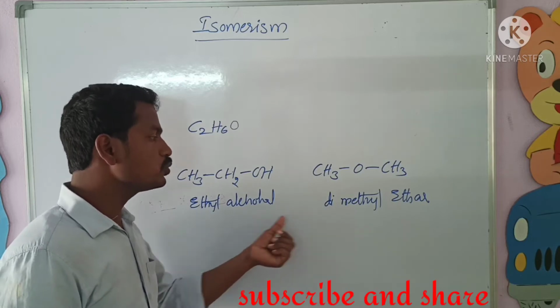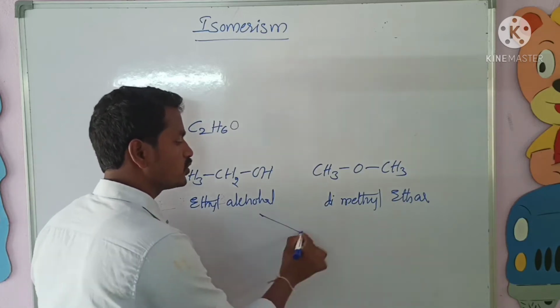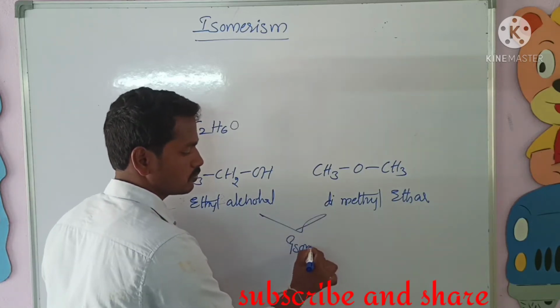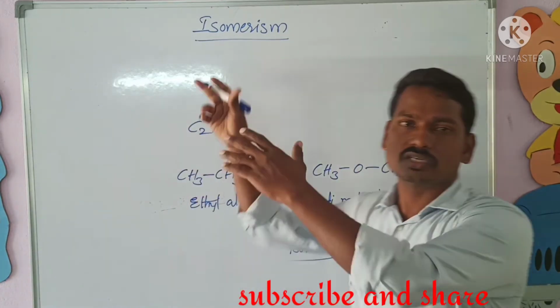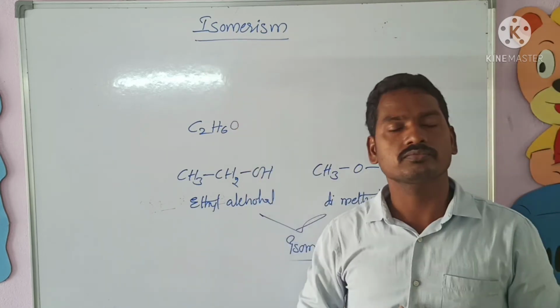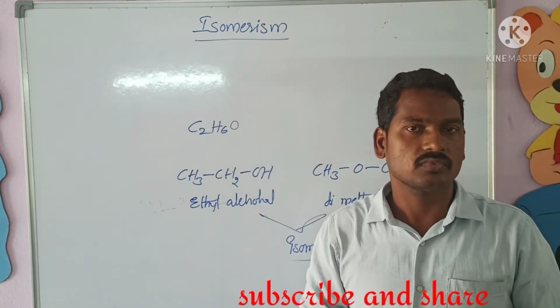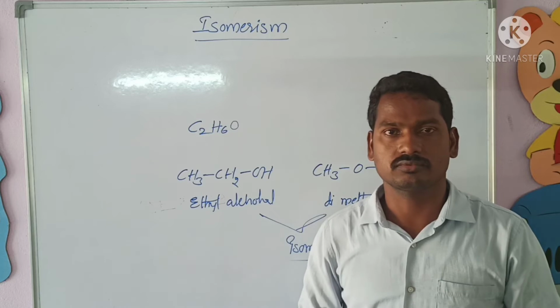Then what are these two compounds called? Isomers. These two are called isomers. Then we discuss the definition of isomerism. What is isomerism and what are isomers?